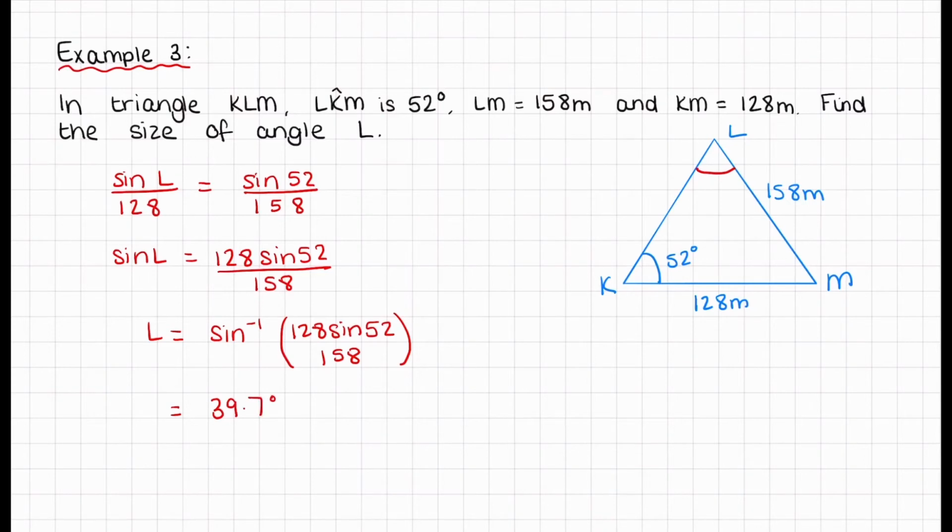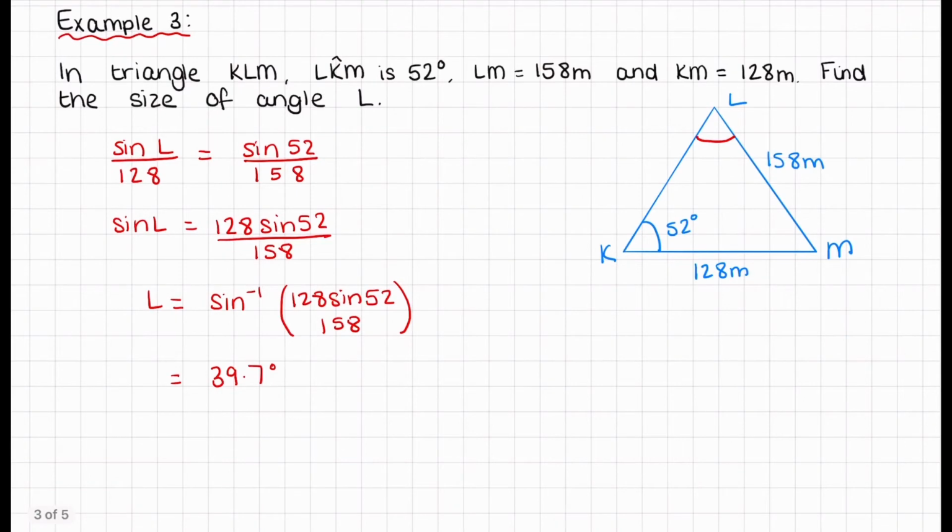Now we know it could be acute or obtuse, so we need to find our other angle that it could possibly be, which would be 180 minus 39.7, which equals 140.3 degrees. Now, we can actually reject this answer. And the reason for that is if we look at the angle we've already been given, which is the 52 degrees here, I'm just going to circle it.